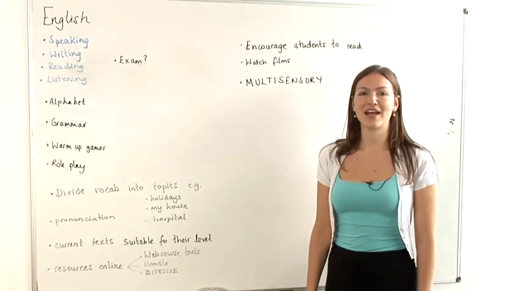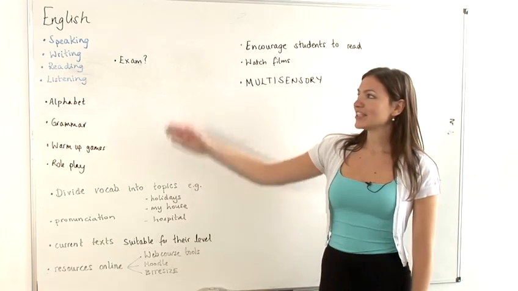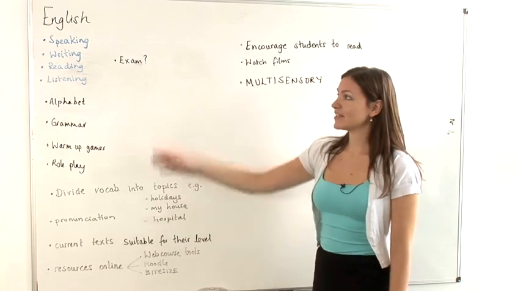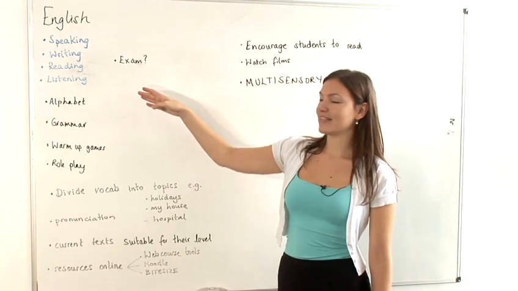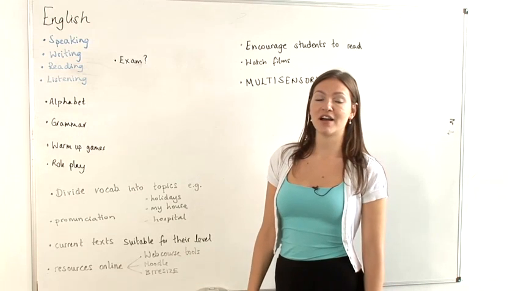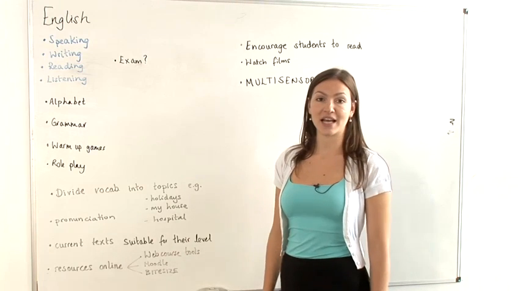So these are the basics on how to teach English. English can be divided up into different sections: speaking, writing, reading and listening. And sometimes it's a good idea to divide up what you're teaching into one of these categories.